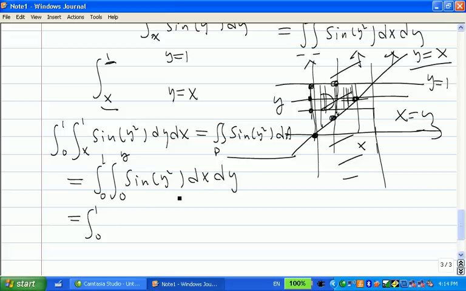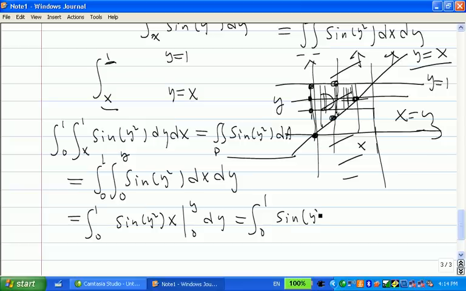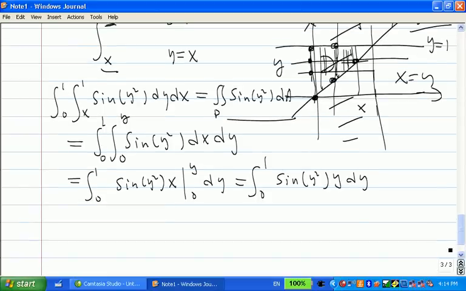How do we integrate this? Now dx goes inside, so you treat y as a constant. This integral gives you sine y squared times x, evaluated from 0 to y, dy. When you replace x by y, you get a y, then subtract, replace x by 0, which is 0. So this one is easier to integrate, obviously.